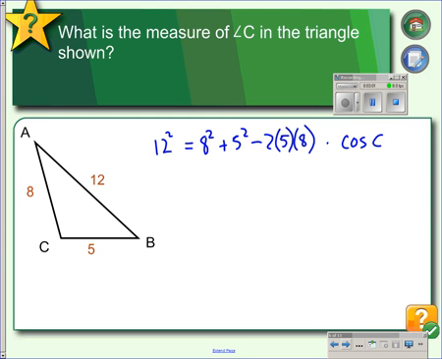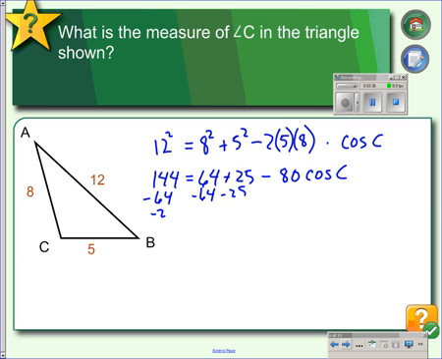Okay, this one is much more tricky to solve. So first thing we would do is find 12 squared and 8 squared and 5 squared. Then we would multiply 2 times 5 times 8, which is 80, like so. Okay, we can subtract 64 from 144, and we can subtract the 25. So subtracting the 64 and the 25 from both sides gives us 55 equals negative 80 cosine C.